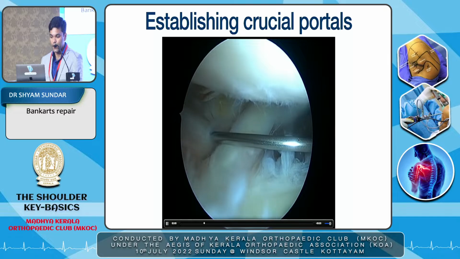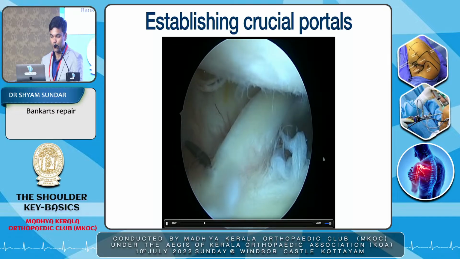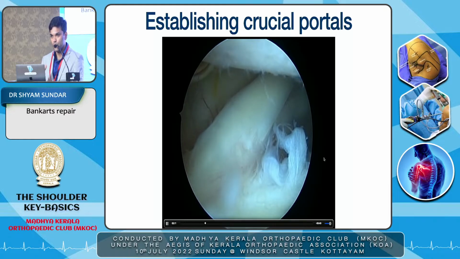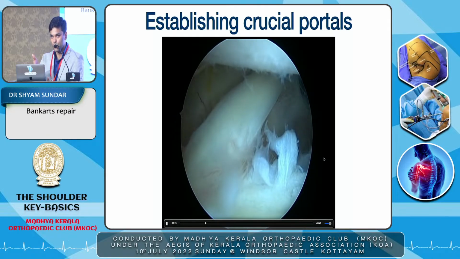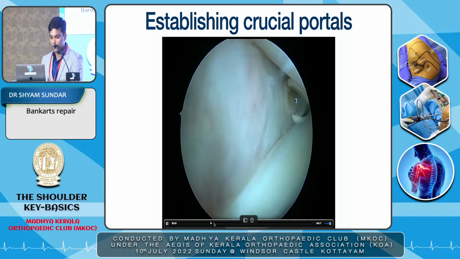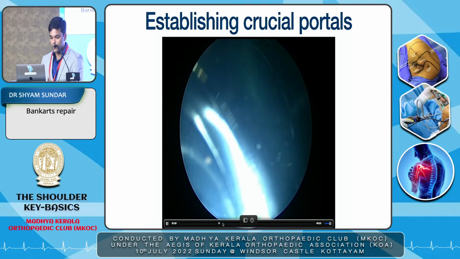make sure that the needle is trying to reach up to the 6 o'clock, which means this is going to be the viewing portal. So you should be able to view up to the 6 o'clock position of the glenoid labrum. So that is very important.